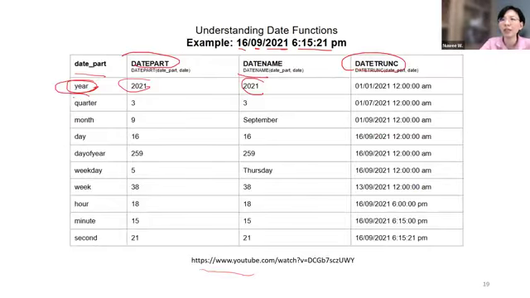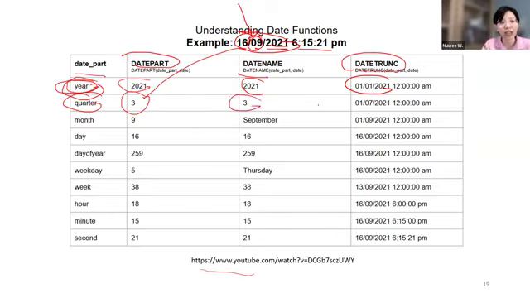Then let's get back to our example here. Year will round to the first day of 2021, which is the 1st of January. Quarter: this September is in quarter 3, so the date name part will be the same. The first day of quarter 3 is 1st July, so this will round up to 1st July. Month is 9, date name will be September, and this will round to the first day of that month, which is the 1st of September.